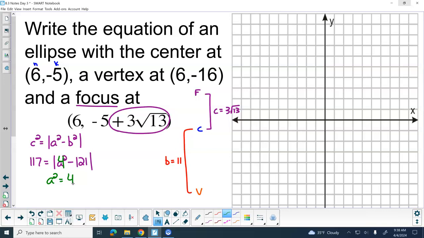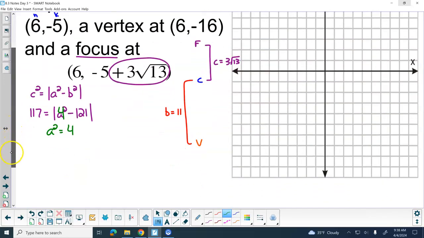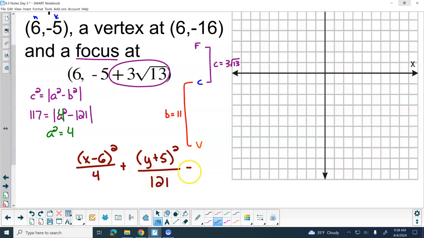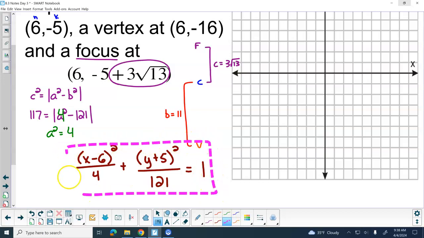Okay. That's everything that we need, right? Because then now we can go x minus 6 quantity squared all over 4 plus y plus 5 quantity squared all over 121 equals 1. Questions, comments, concerns, clarification?